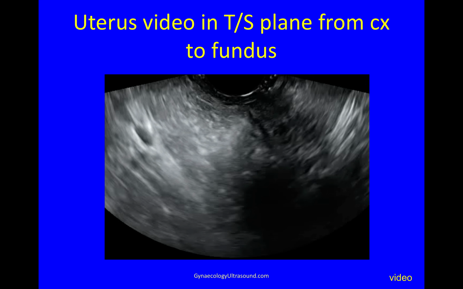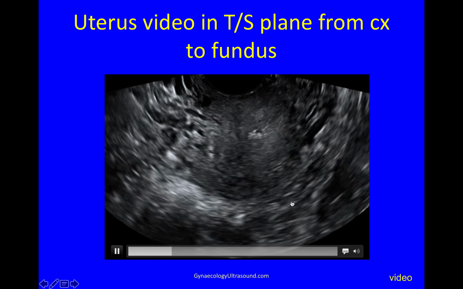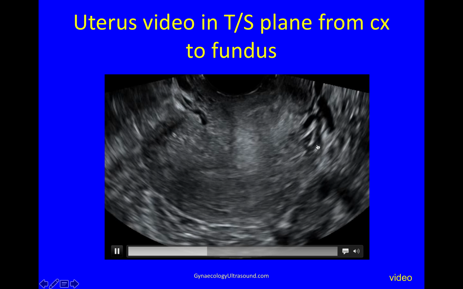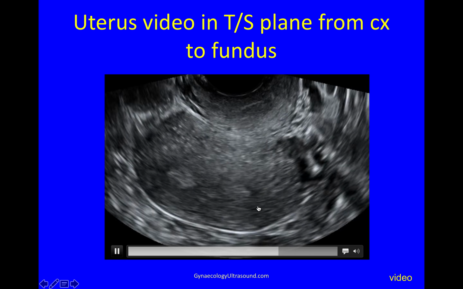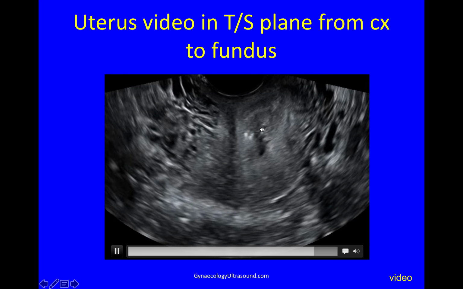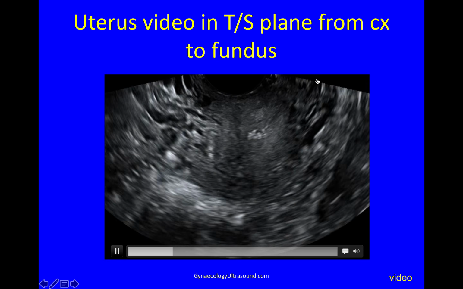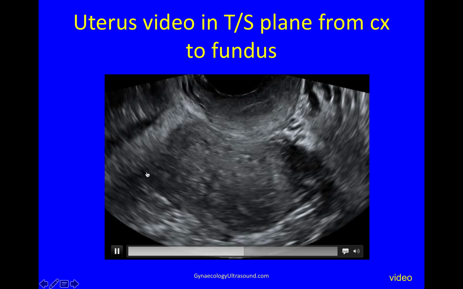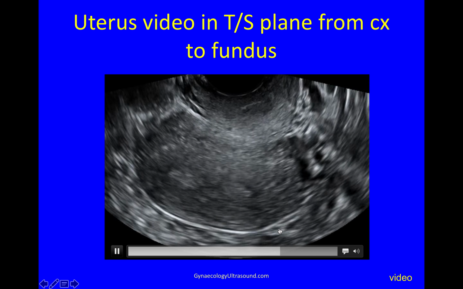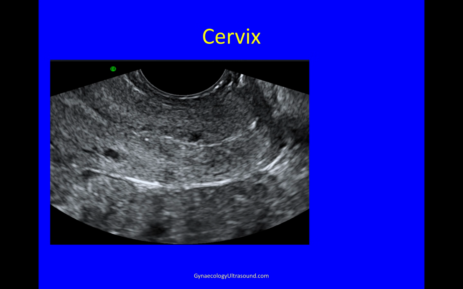Now I'm going to show you in the transverse plane from cervix to fundus. It's just another way of looking at the uterus. There's the cervix and there is the uterine fundus. You can see that the endometrial cavity was very slightly splayed, so we'll just do that again. From cervix in the transverse plane, following the endometrial cavity to the very fundus, and then back down again. So we've seen the uterus in two planes now.